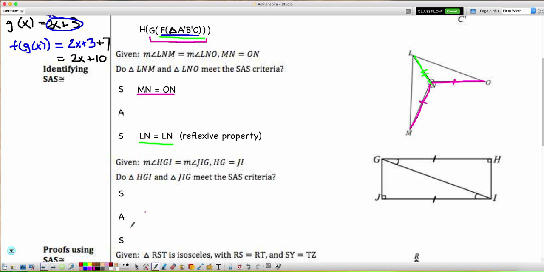And then finally, we notice that they have an angle in common. And so what I want to look for is whether these angles are the angles formed by these two sides. So angle LNM, L to N to M, is this angle here. And it is formed by the two sides that I highlighted on that triangle. So that's good. And then that is equal to LNO, and L to N to O is this other angle. Again, notice it's formed by the two sides that I highlighted.